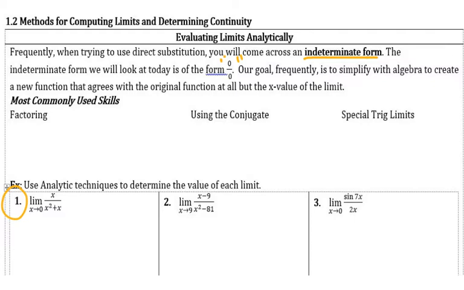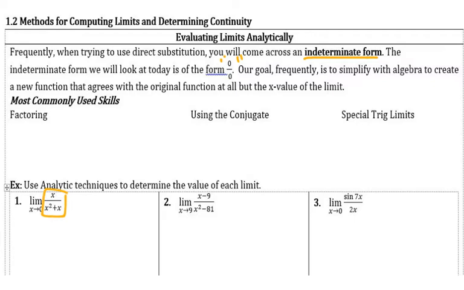So when we get something like this, our gut instinct should be, is there a way that we can simplify the expression or the part of the function that we have so that when we simplify it, we no longer have 0 over 0, and then we would be able to use direct substitution? So that is the goal. There's 3 pretty basic strategies to look for when you're first starting these.